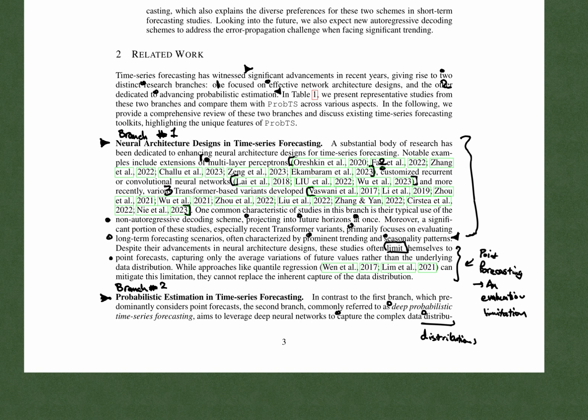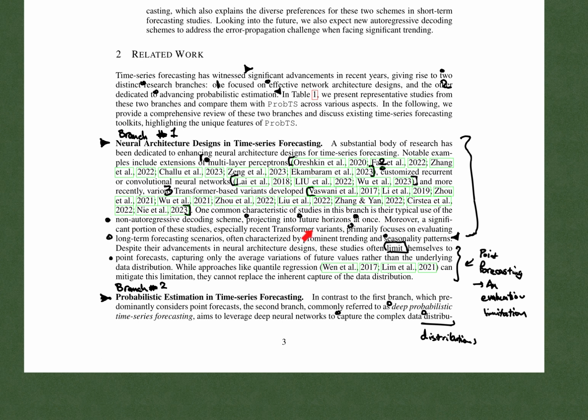In the related works, they discussed that significant advancements in the time series domain gave rise to two distinct research branches: effective network architecture designed for time series, and the other for advancing probabilistic estimations such as diffusion models and things as such. In branch number 1, namely the neural architecture designed for time series forecasting, they group it into multilayer perceptrons, these works, and customized RNNs or CNNs, which are these works, and more recently transformer-based variants such as these works here. They discussed non-autoregressive decoding as a characterization of basically these approaches, mostly.